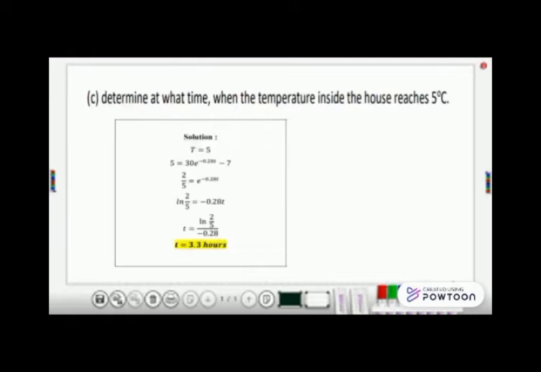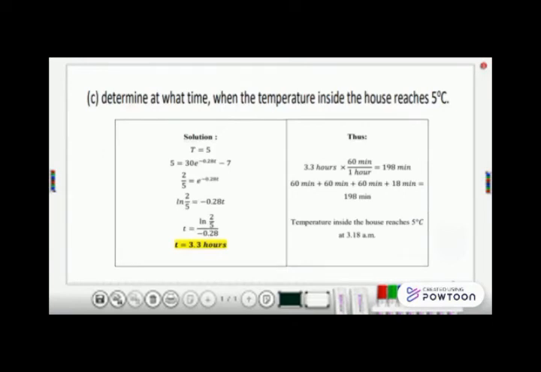We can get rid of the exponential by inserting ln on both sides to get ln of 2 over 5 equal to negative 0.28 times T. And then we solve for T equal to ln of 2 over 5 over negative 0.28. And then by using a calculator, we have the final answer, which is 3.3 hours.